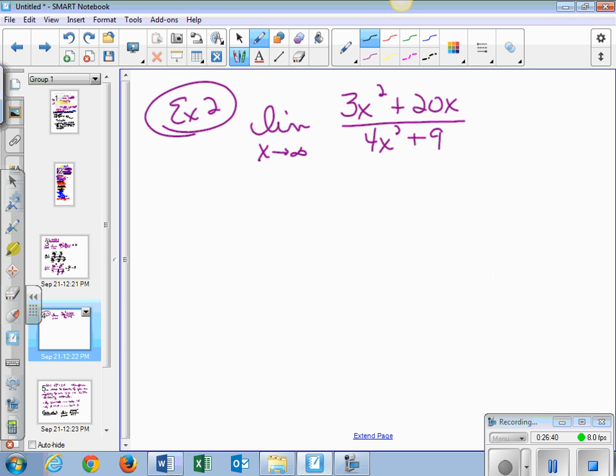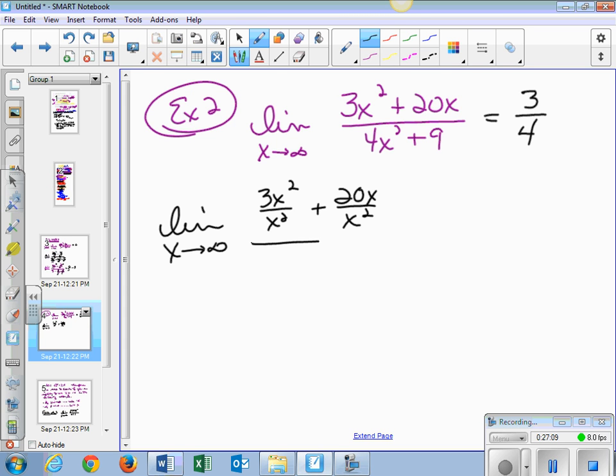Okay. Example 2. Same thing, I have the limit as x goes to infinity, but here let's see if we can remember our horizontal asymptote rules. The degree of the numerator is the same as the degree of the denominator. Do you remember that rule? So you would just get what those leading coefficients are, which is 3/4. So let's do the same thing we did on the last problem. Let's take the limit as x goes to infinity, and let's divide everything by x squared. So I have 3x squared over x squared plus 20x over x squared divided by 4x squared over x squared plus 9 over x squared.